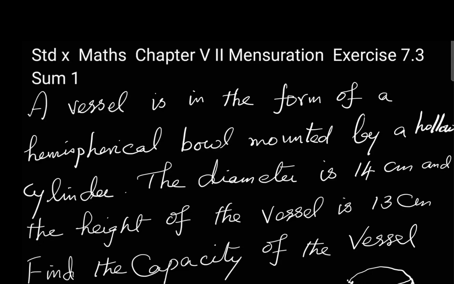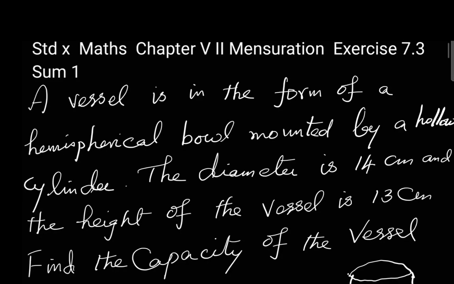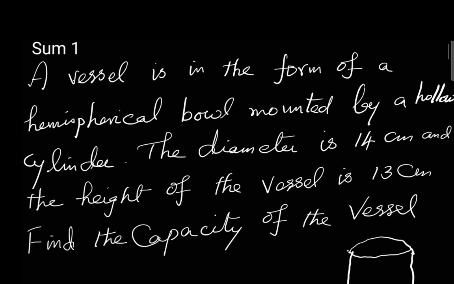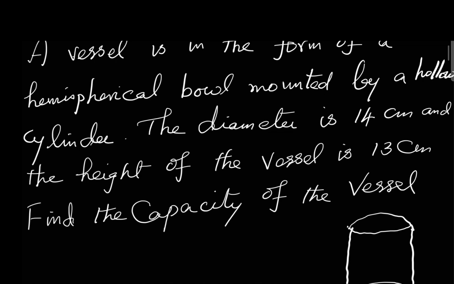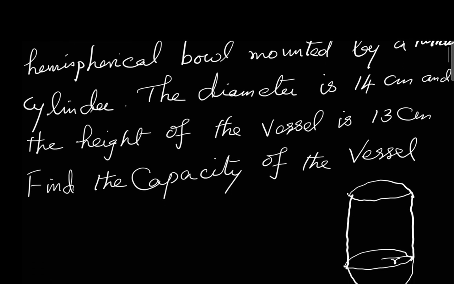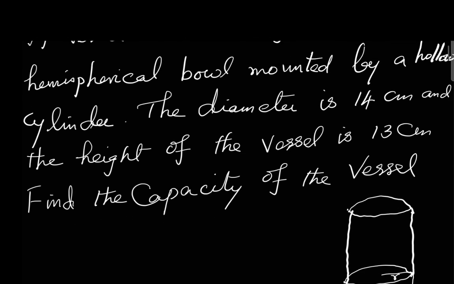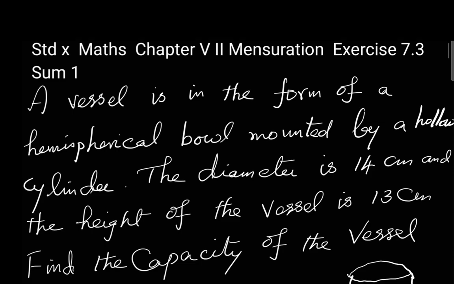See, Standard 10th Maths, Chapter 7 Mensuration, Exercise 7.3, sum number. A vessel is in the form of a hemispherical bowl mounted by a hollow cylinder. The diameter is 14 cm and the height of the vessel is 13 cm. Find the capacity of the vessel. See here, they have given the vessel.